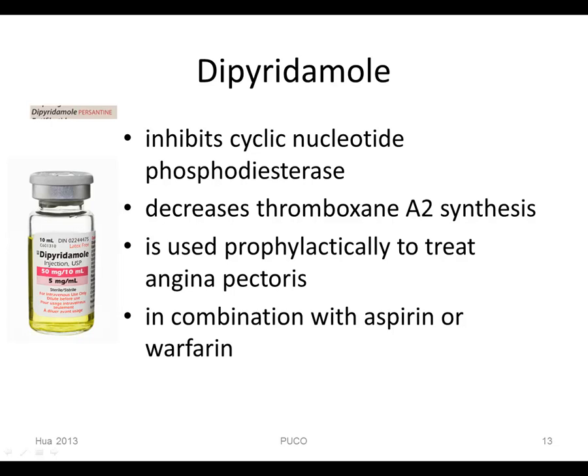Dipyridamole, a coronary vasodilator, is used prophylactically to treat angina pectoris. It is usually given in combination with aspirin or warfarin. Dipyridamole increases the intracellular level of cyclic AMP by inhibiting cyclic nucleotide phosphodiesterase, resulting in decreased thromboxane A2 synthesis. It may potentiate the effect of prostacyclin to antagonize platelet stickiness and therefore decrease platelet adhesion to thrombogenic surfaces.